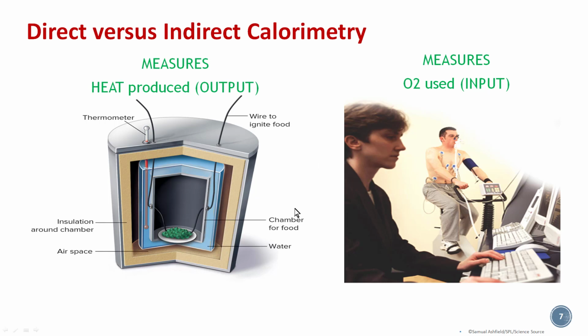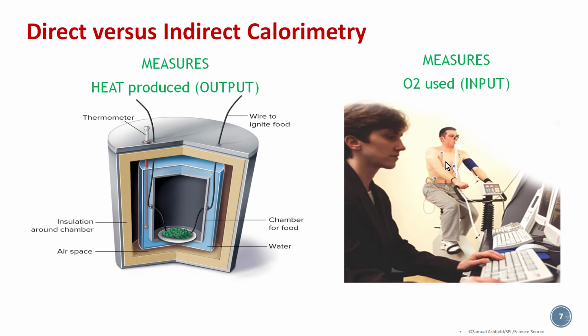So just for you to appreciate the difference between direct and indirect, the left-hand side shows you the direct calorimetry, and then the right-hand side picture shows you the indirect calorimetry, where we use a protocol or a computerized system to measure the oxygen that has been used through this exercise. So even though indirect calorimetry doesn't measure the heat produced, it still determines the amount of energy that has been expended through the amount of oxygen that has been used, or carbon dioxide that has been produced.